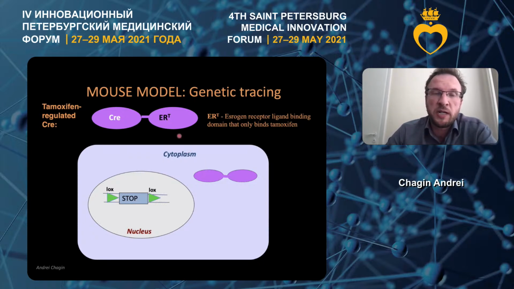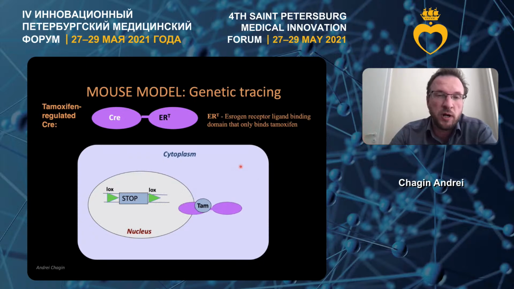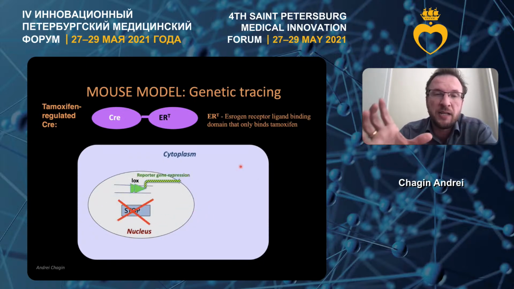When the cell is expressing Cre-ERT, it stays in the cytoplasm because the estrogen receptor part keeps it in the cytoplasm without a ligand. But when we inject tamoxifen, it binds to this estrogen receptor part, and the whole protein translocates to the nucleus and can induce Cre-dependent recombination.